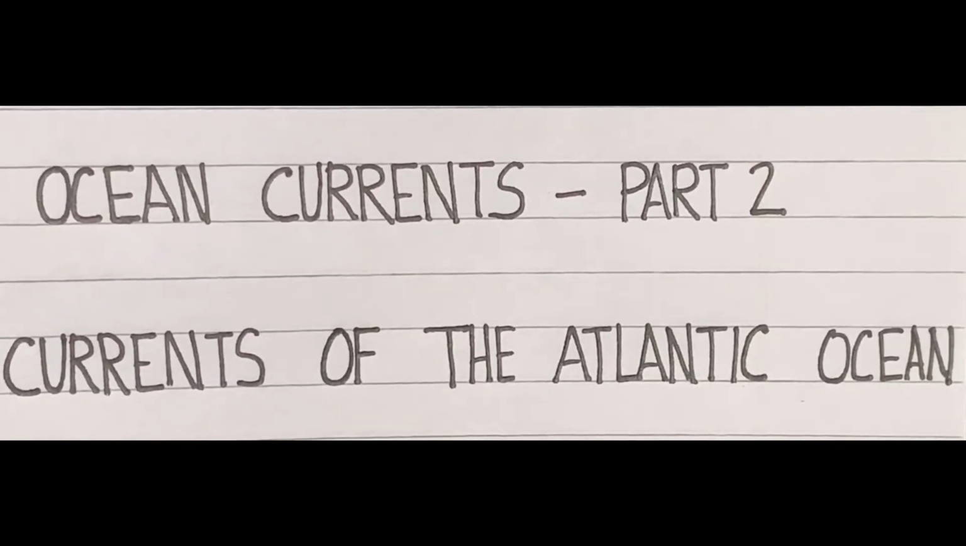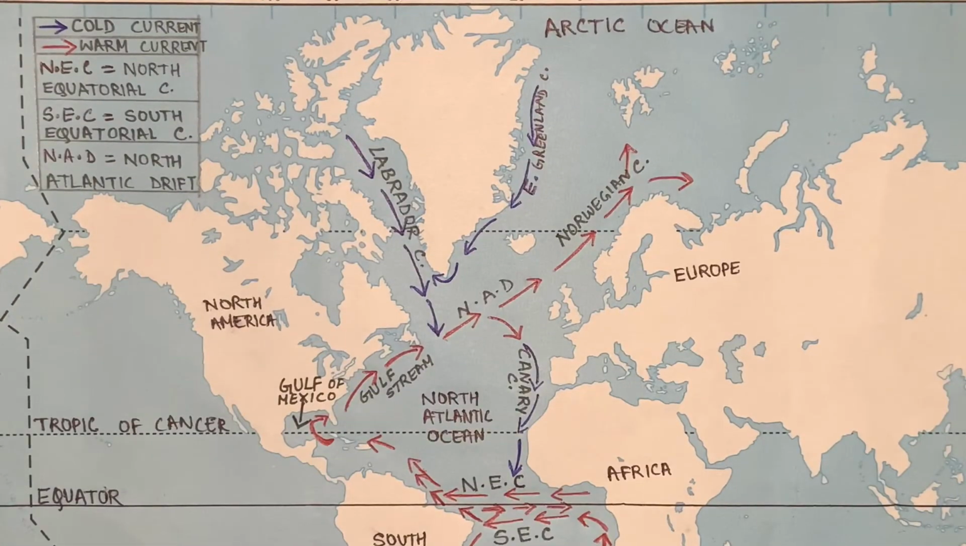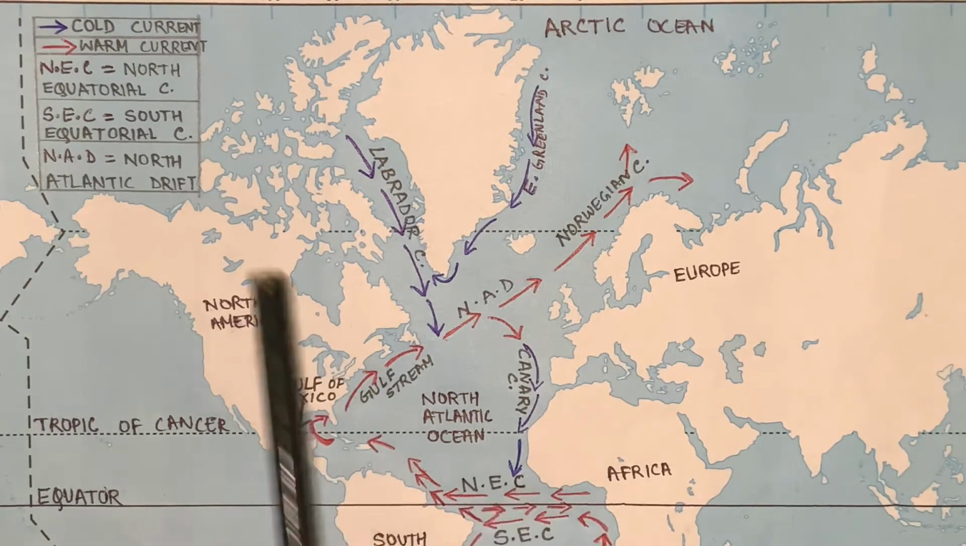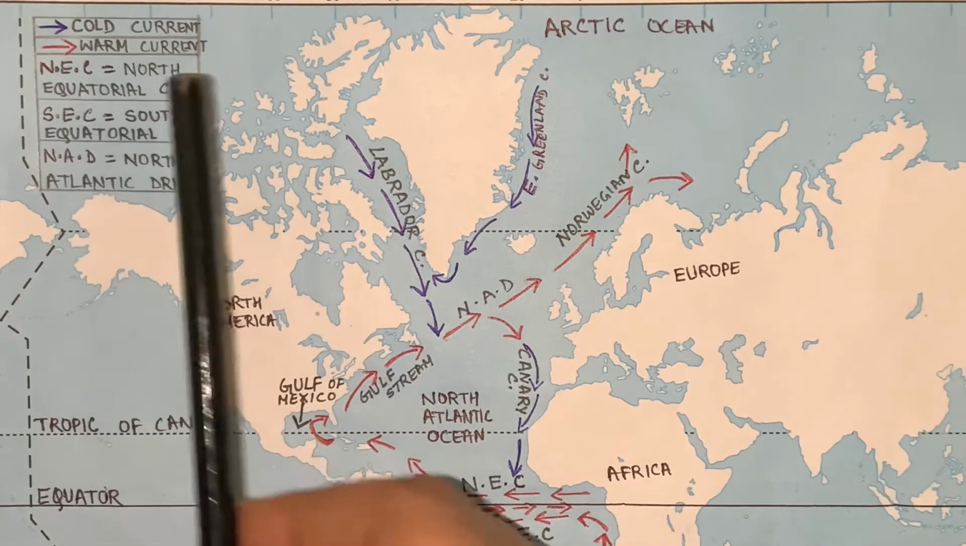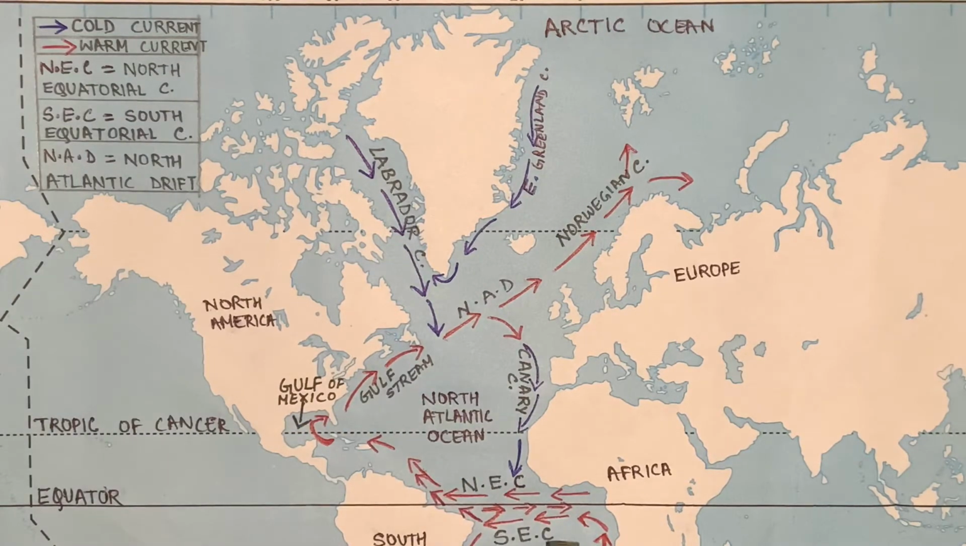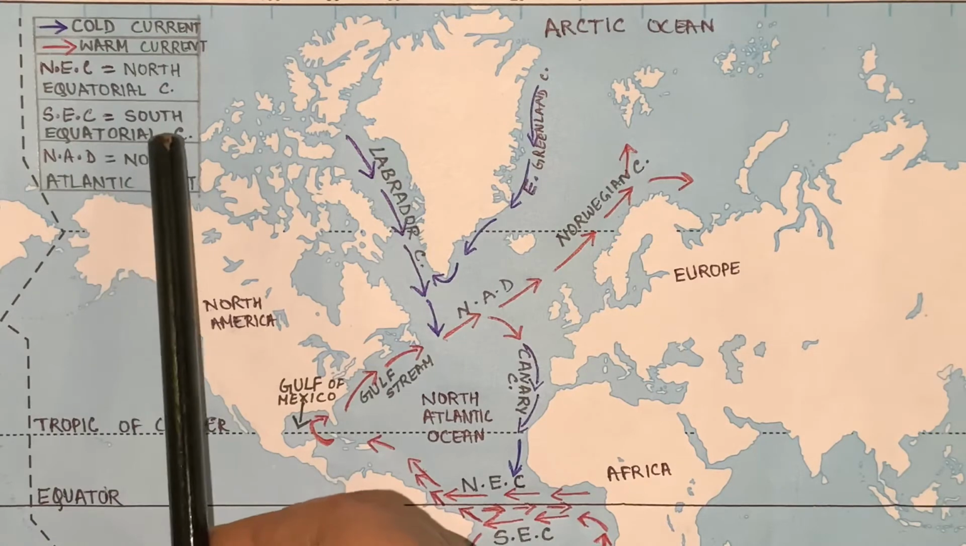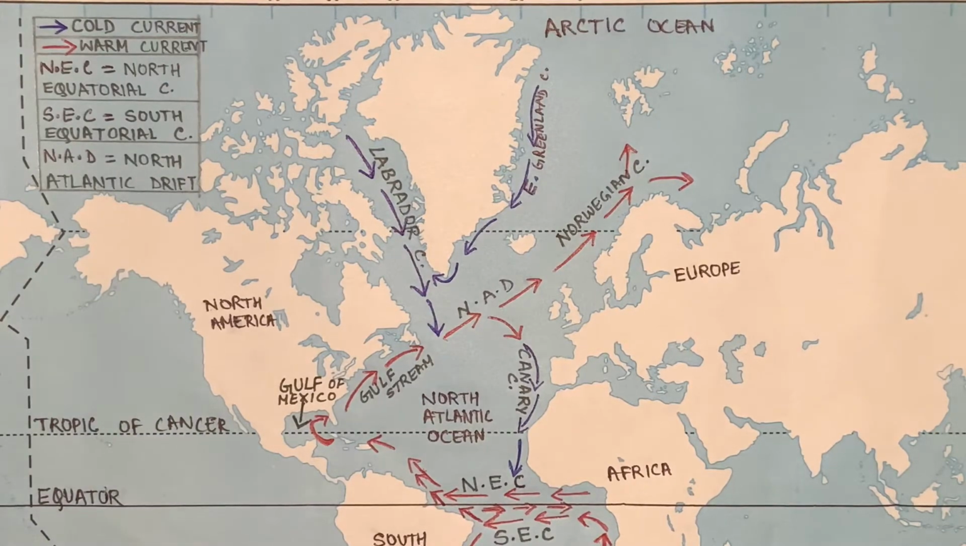In this video I'll explain currents of the Atlantic Ocean. In this map you will see two important warm currents to the north and south of the equator. NEC stands for North Equatorial Current, whereas SEC stands for South Equatorial Current. First, I will explain the different currents of the North Atlantic Ocean.